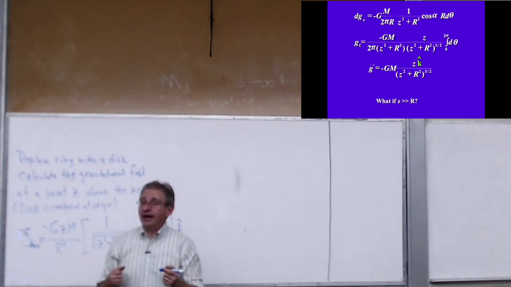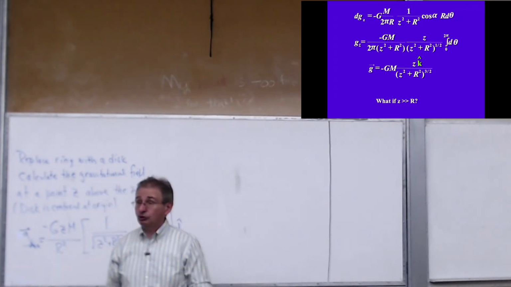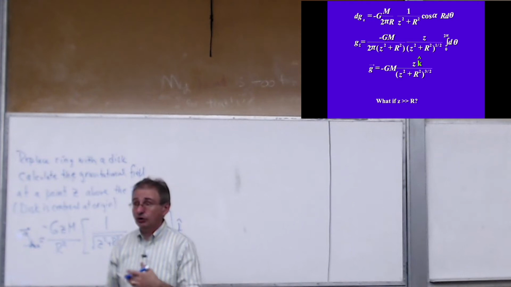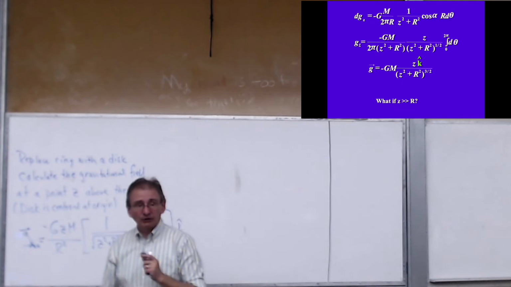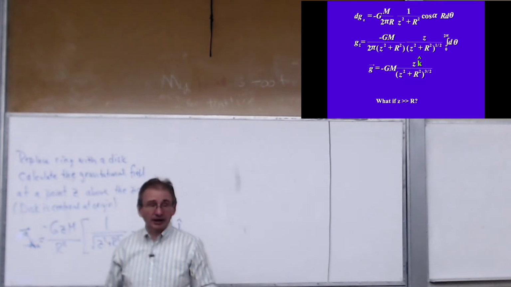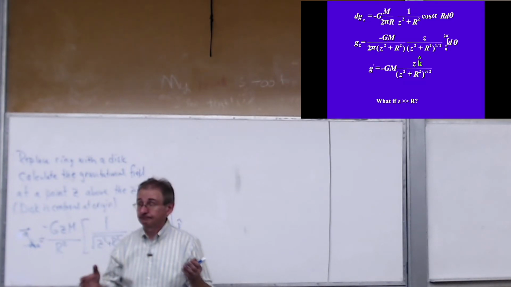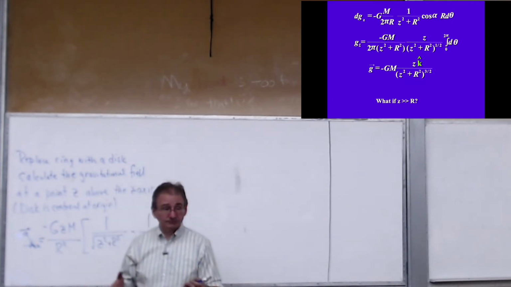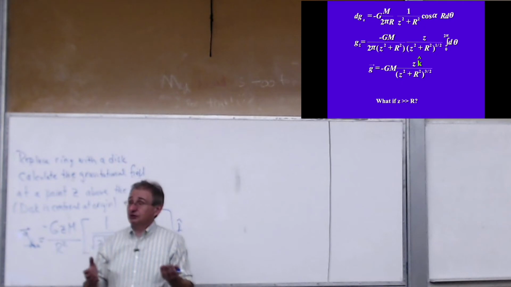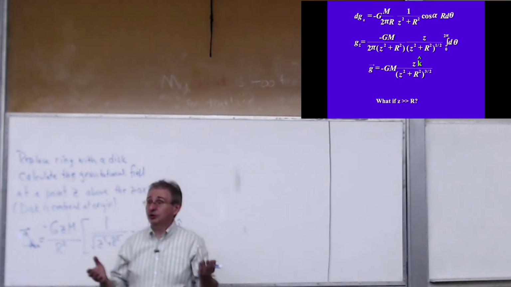But when you do that and try to integrate it, when you do an off-axis problem for the ring or the disk, you'll find that there is no way to integrate it analytically. You will not get an analytical expression, because there are some integrals you can't do except on the computer.